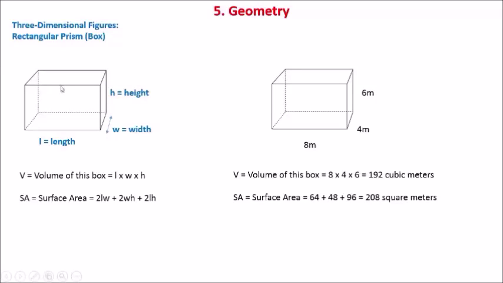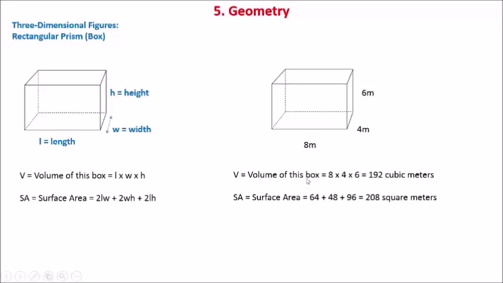Now we have a rectangular prism box. The length is L, width is W, height is H. The volume we saw, the volume is length times the width times the height. And the surface area, we've got 6 faces. So 2 times LW, that's the bottom face and the top face. 2WH, WH is the right side and left side. 2 times LH, LH means the front face and the back face, right? So that's the formula for the surface area.